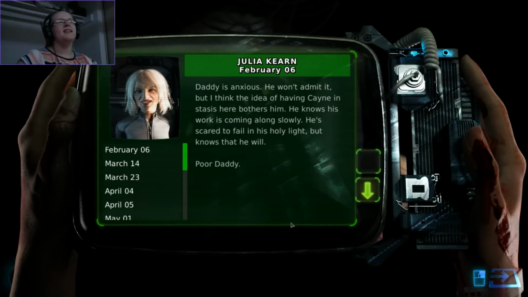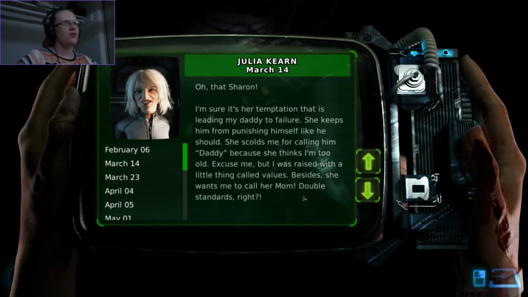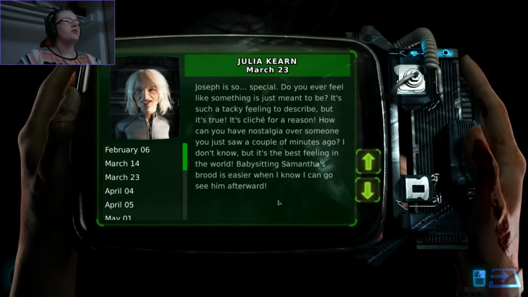February 6th. Daddy is anxious. He won't admit it, but I think the idea of having Cayne in the stasis here bothers him. He knows his work is coming along slowly. He's scared to fail in his holy light, but knows that he will. Poor Daddy. Oh, that's Sharon. I'm sure it's her temptation that is leading my daddy to failure. She keeps him from publishing himself like he should. She scolds me for calling him Daddy because she thinks I'm too old. Excuse me, but I was raised with a little thing called values. Besides, she wants me to call her Mom. Double standards, right?